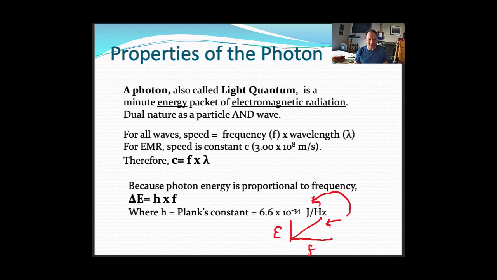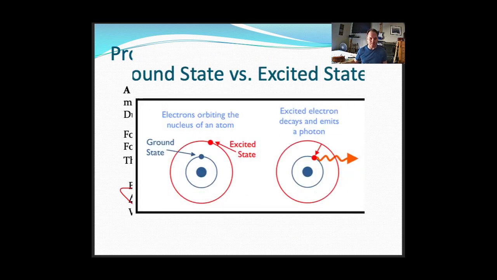Therefore, we have this equation. The change in energy is equal to Planck's constant, 6.6 times 10 to the negative 34th, times whatever frequency we have for that particular photon. And again, Planck's constant is a constant, so anytime I know the frequency, I can directly convert that into the change in energy for that system.